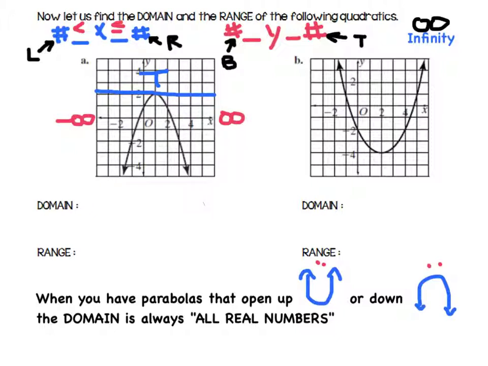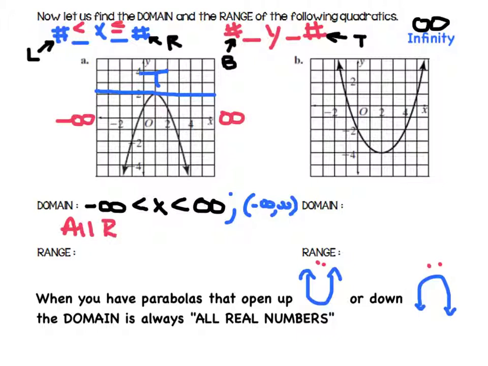So when I write my domain, remember we always go left first, so that's negative infinity is less than x, which is less than positive infinity. Remember, you can also write your answer in a different form: parenthesis, negative infinity, comma, infinity, close parenthesis. So you can use either method, either way you prefer. It still gives us the same answer. Now, what does it mean if you have negative infinity to positive infinity? What it basically tells us is that the domain is all real numbers.